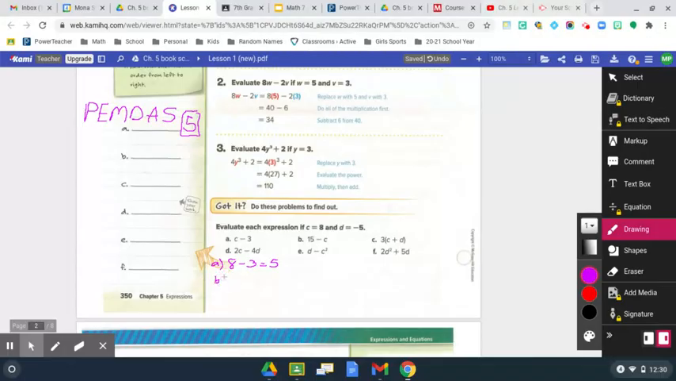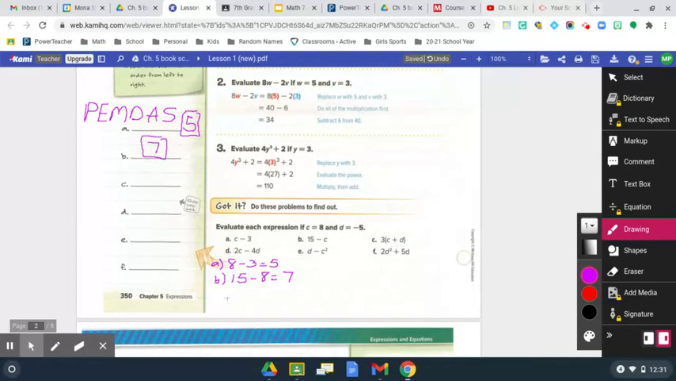Let's look at letter B. 15 minus C. Okay, so I'm going to use C again. So I'm going to start to evaluate this. 15 minus, and I'm going to take that 8 and put it in for C. 15 minus 8. Well, that would be 7. Right? So for letter B, when I evaluate that expression, I have an answer of 7.